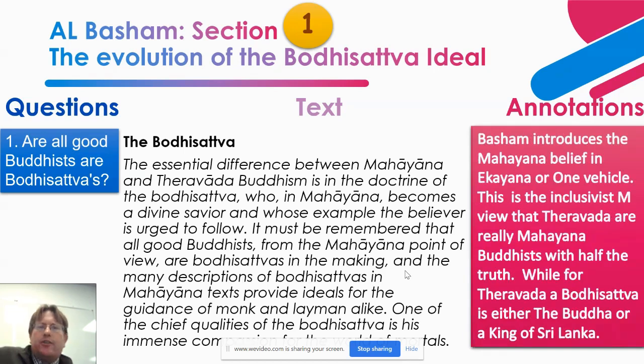Well, Basham introduces Mahayana belief in the one vehicle, Ekayana. This is a claim that is called inclusivism. It's an approach to salvation that's not pluralist or exclusivist, it's inclusivist. And he thinks it's the Mahayana view that Theravada are really Mahayana Buddhists with half the truth. So it's a kind of inclusivist view.